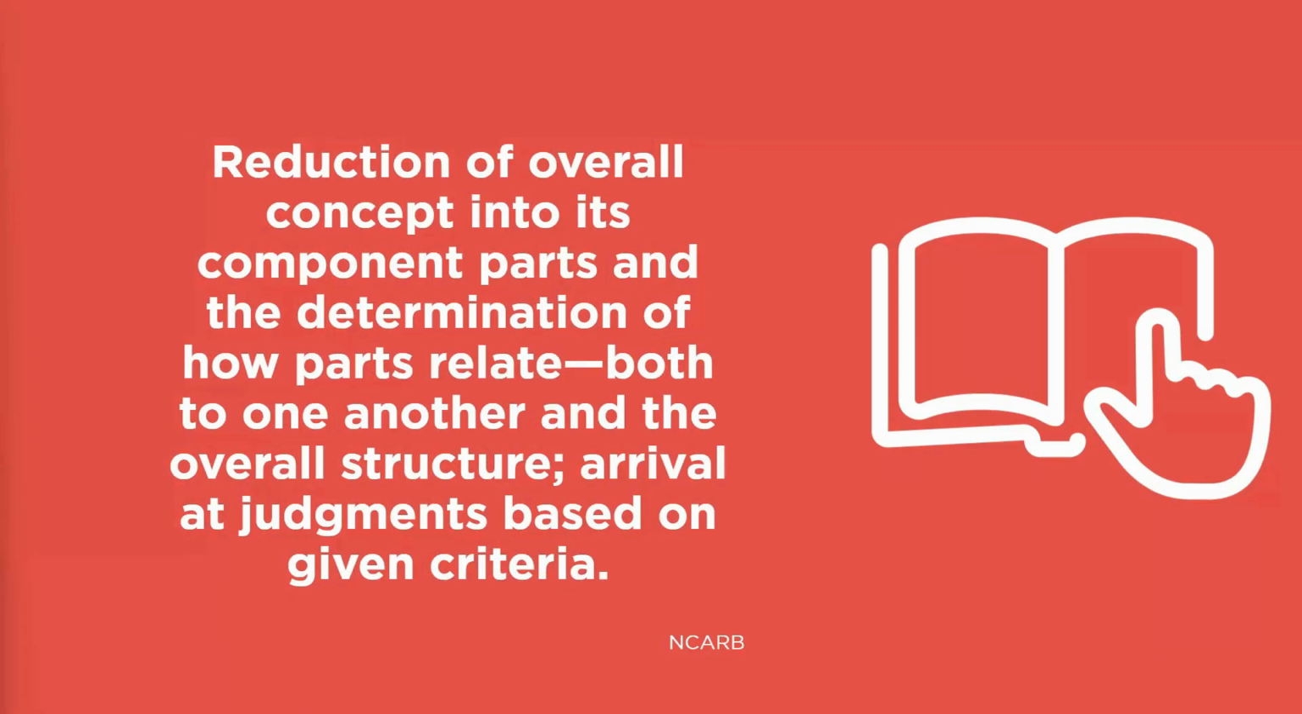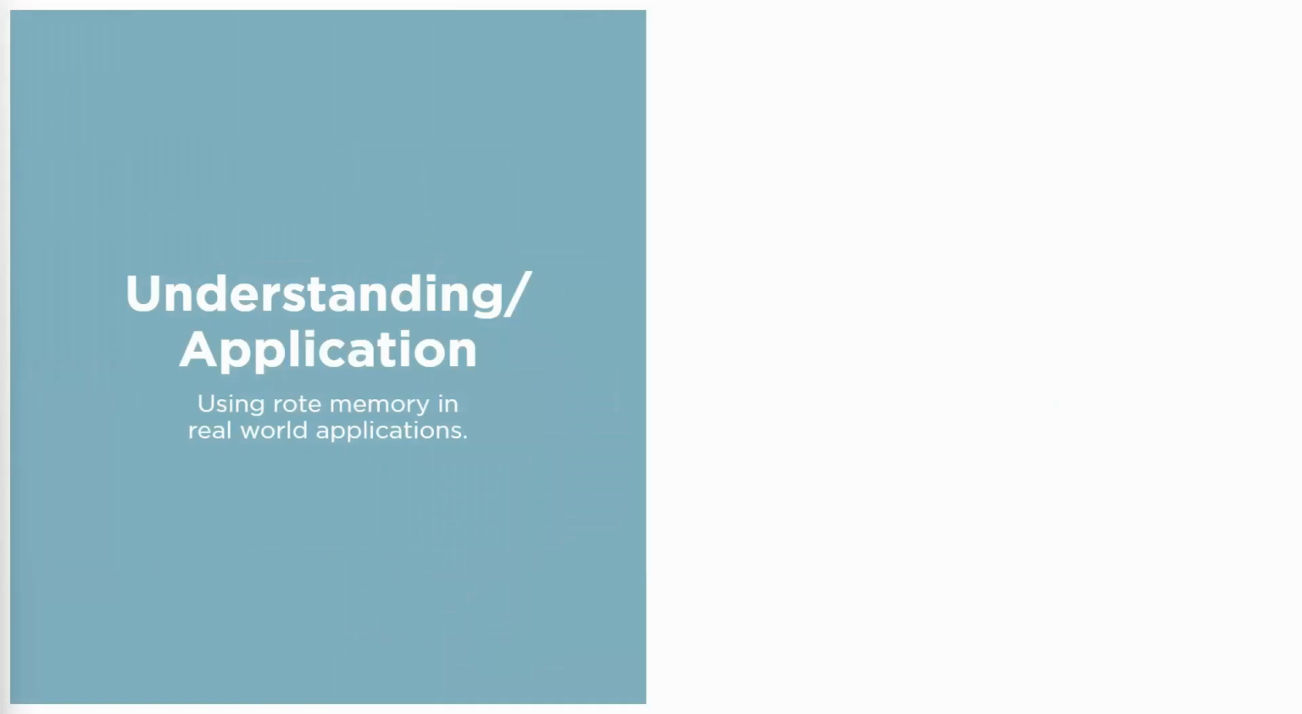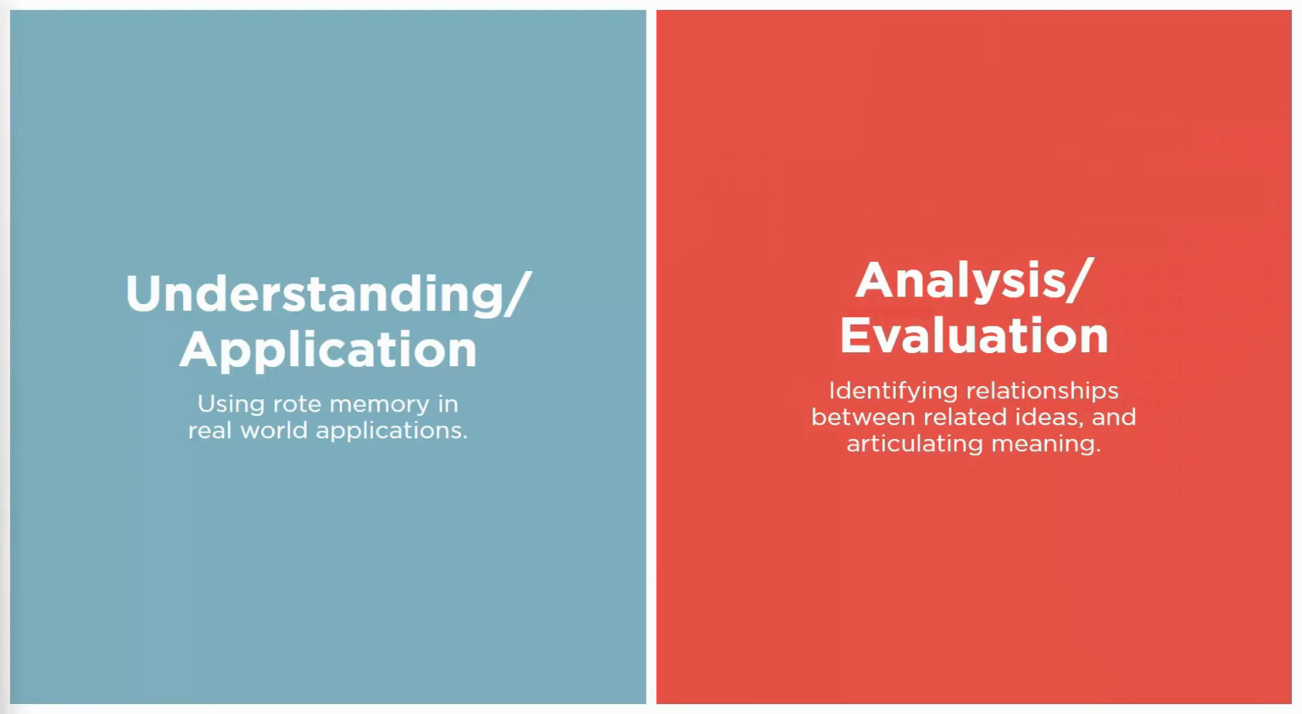So these are kind of long-winded definitions for what they both mean, but simply put, for understanding and application, it means using that rote memory, the base knowledge we have, to understand it. And then we're going to use that in real world applications. And so that's the application part. So we understand what the meaning is of the memory we have, and then we apply it to that skill set. Then we also have analysis and evaluation. That is identifying relationships between related ideas and articulating the meaning. So what does it mean when you see a relationship between two things? It could be an action meaning, it could be a reaction meaning, or it could be nothing at all.